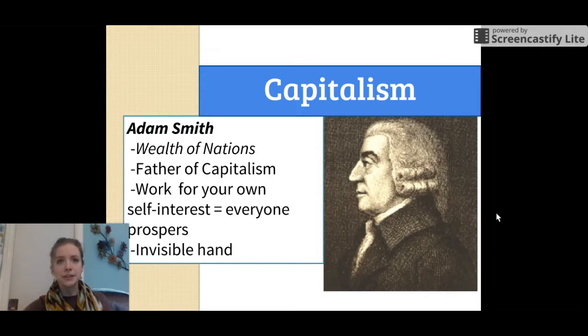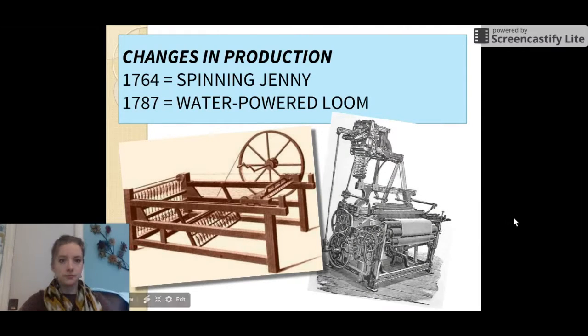He basically believes in a laissez-faire, hands-off economic system in which the people who are producing the goods should be the makers and actors in how that money is made. He also believes in this concept of the invisible hand, that if you work for your own self-interest, everyone will prosper, everyone will benefit. So the first industrial revolution is predominantly textile.